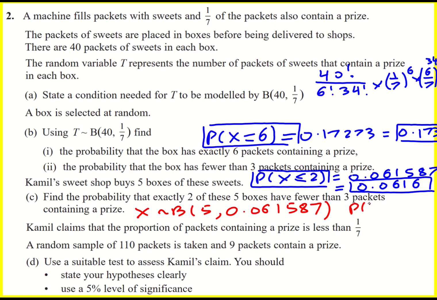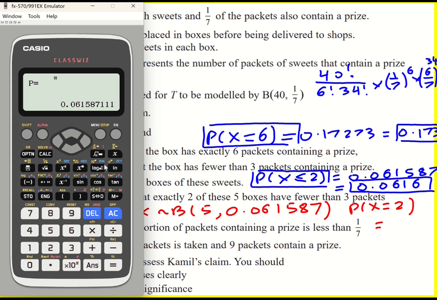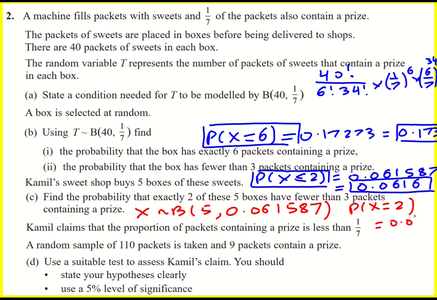So now we want the probability that x is equal to 2. And we've just got a different distribution, but it's the same idea as the first part. So I need to go back to binomial PD. Now x is 2, n is 5, probability is 0.061587, which gives us 0.03134. Or 0.0313.